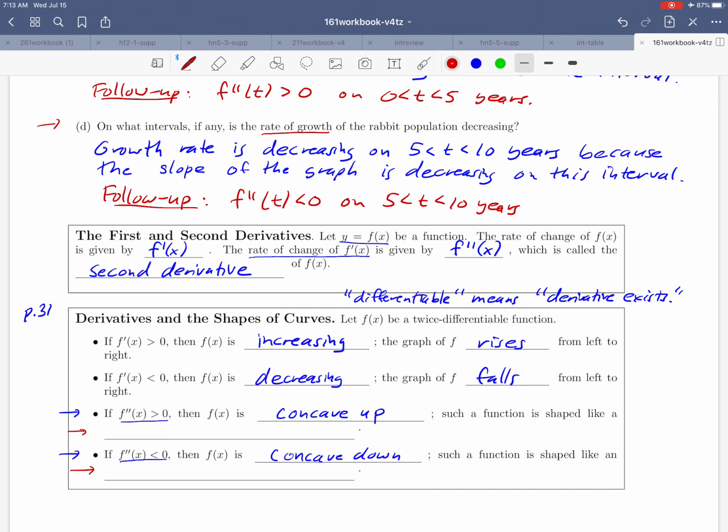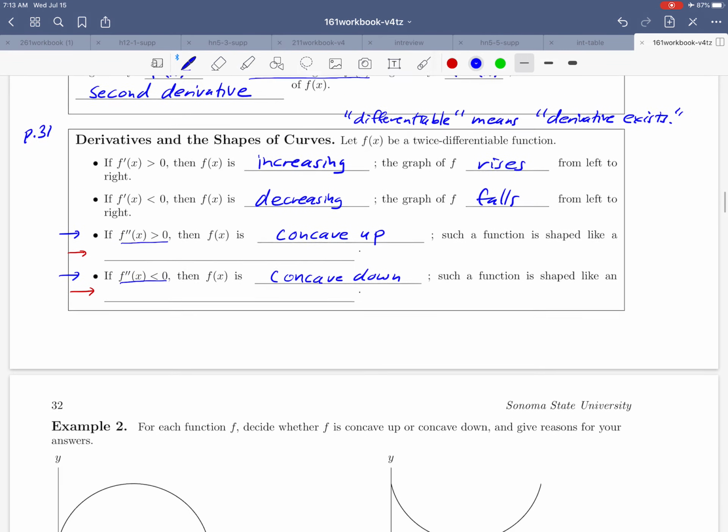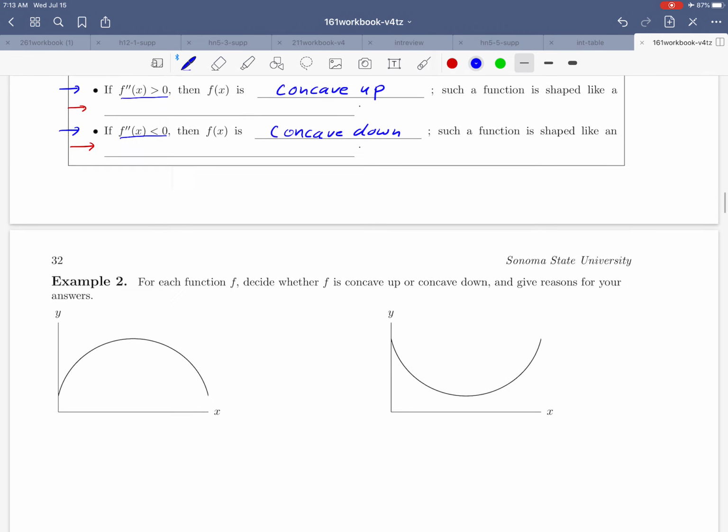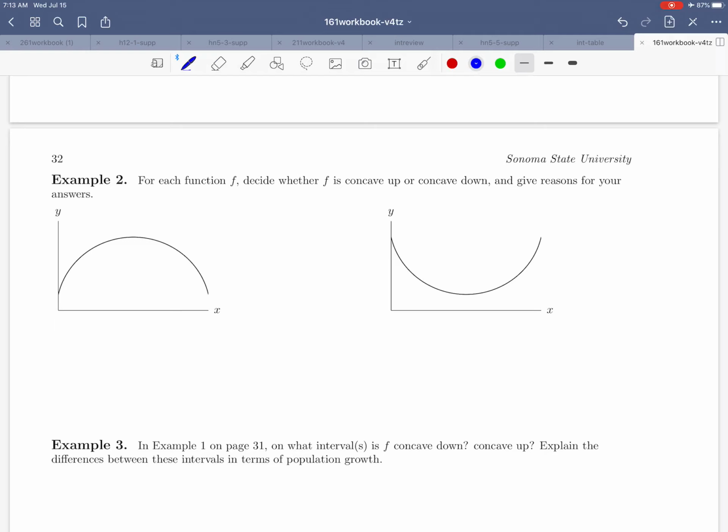We'd like to fill in the missing blanks in those two comments, and we can do that by just doing a little thought experiment here. Okay, so let's go to the next page. We'll look at example 2, and I think that will lead us to a graphical description of concave up and concave down. All right, so let's read this together. For each function, decide whether the function is concave up or concave down and give a reason.